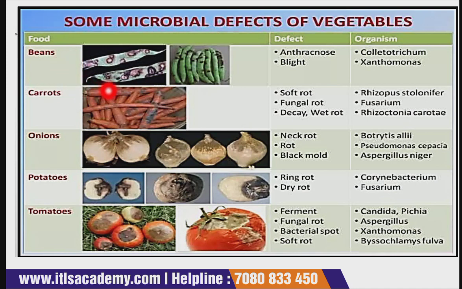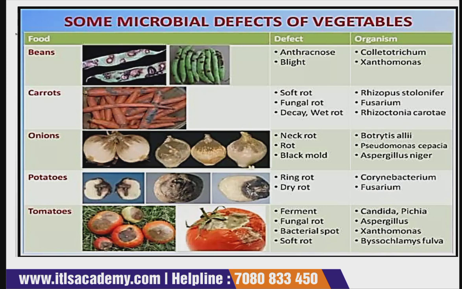If you see the image, the beans have certain types of spoilage occurring on the surface of their skin. The defects are anthracnose and blight. What is the organism causing them? The first is Colletotrichum, and the second is Xanthomonas.